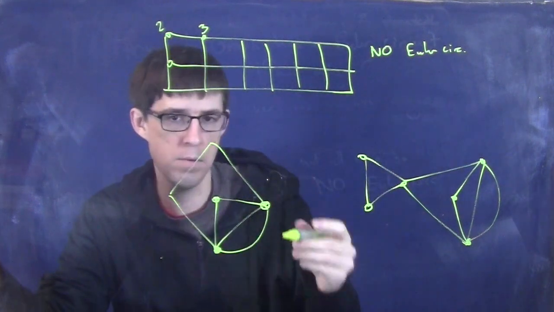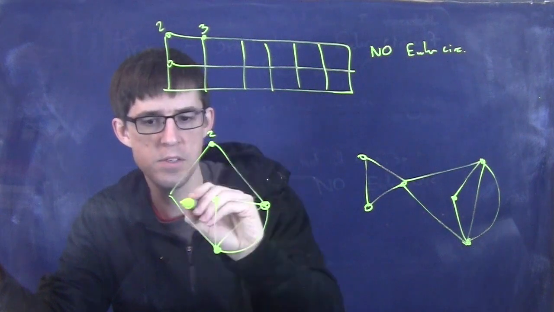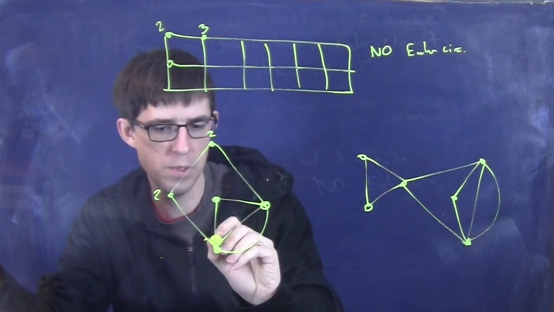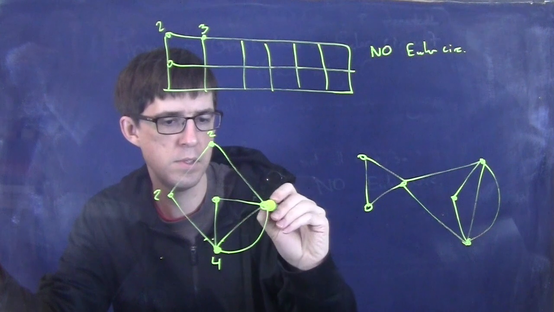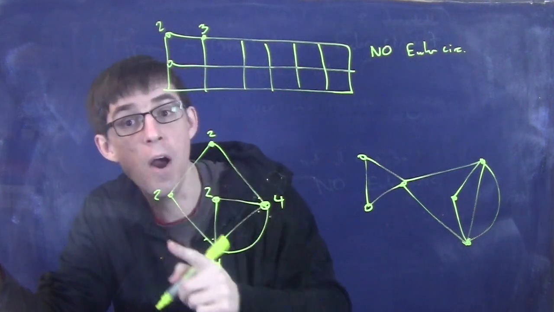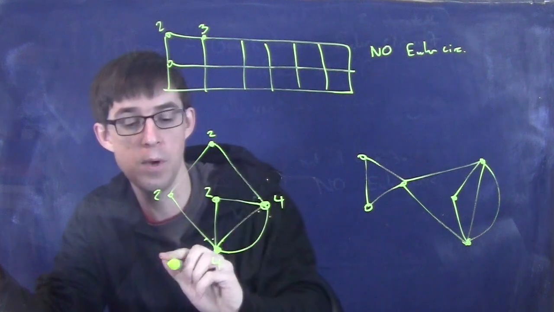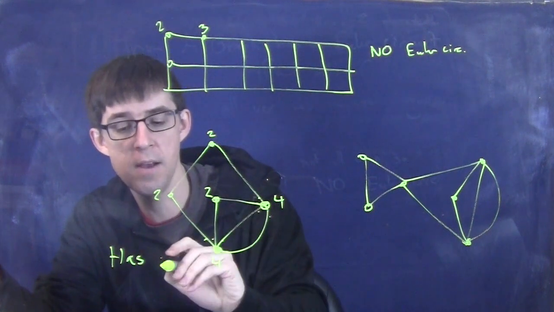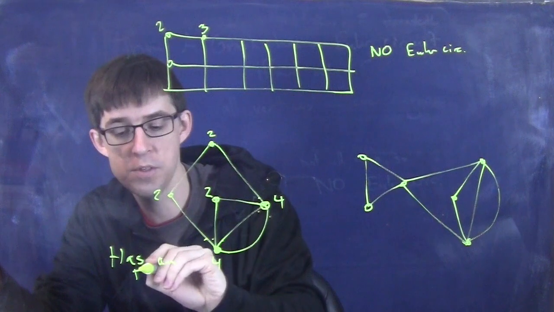How about this one here? That's a 2. That's a 2. This is 1, 2, 3, 4. This is also 1, 2, 3, 4, right? And then this is 2. So actually, they are all even here. So this one does have an Euler circuit.